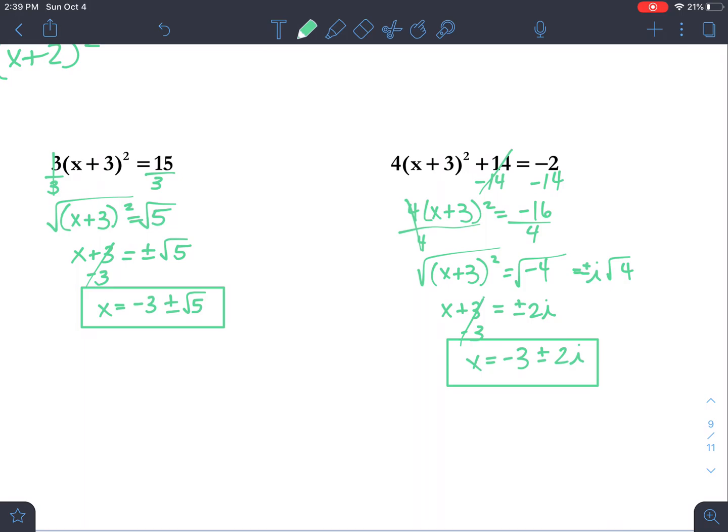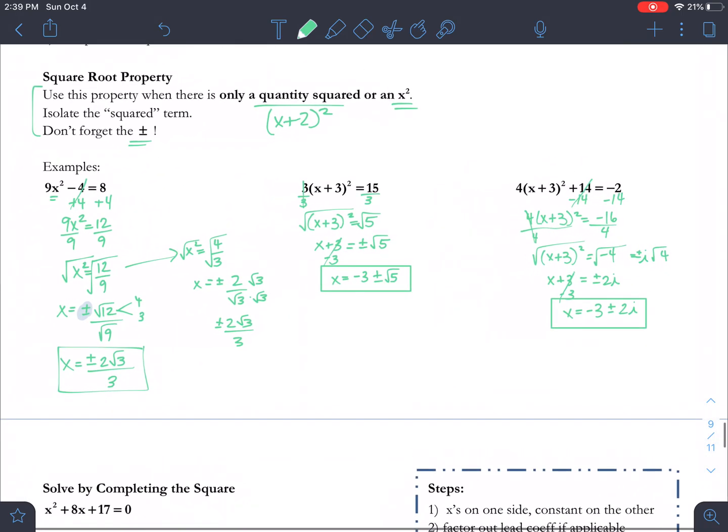So take a look at those three. Again, that was called the square root method. It's a way of solving when we have only a quantity squared or only x squared, so that we can just take the square root of both sides. Now we have three things: quadratic formula, factoring, or square root property.